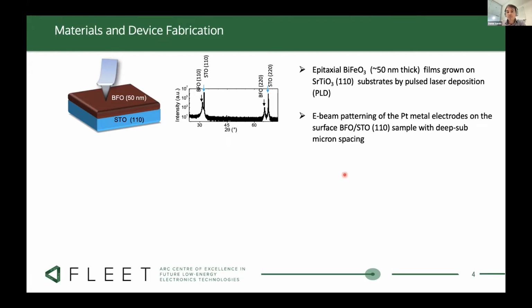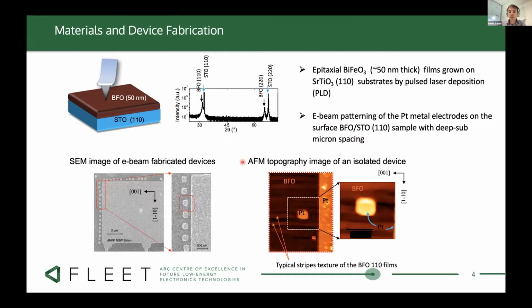We then go to ANFF and we do electron beam patterning of platinum, essentially, to create electrodes on the top of our sample. You saw this image in Peggy's talk in the first session of today. She talked about the fabrication. I'll talk more about what this actually allows us to show in our devices.